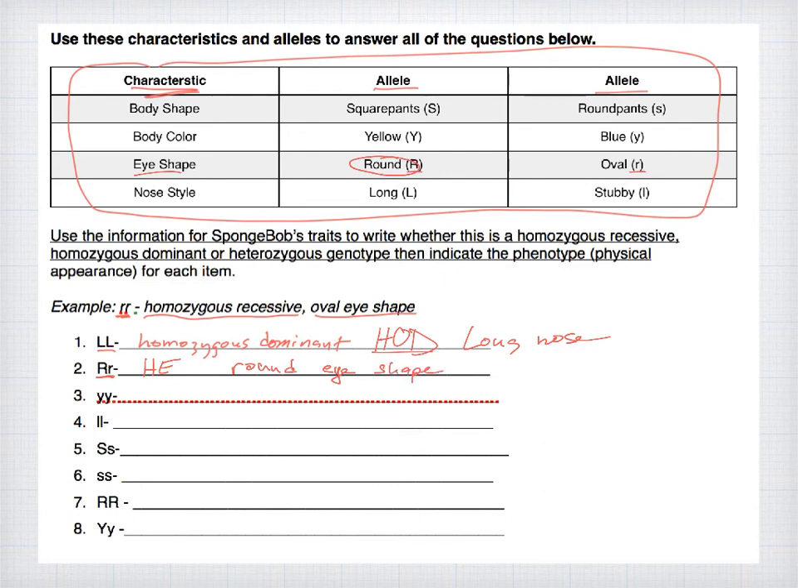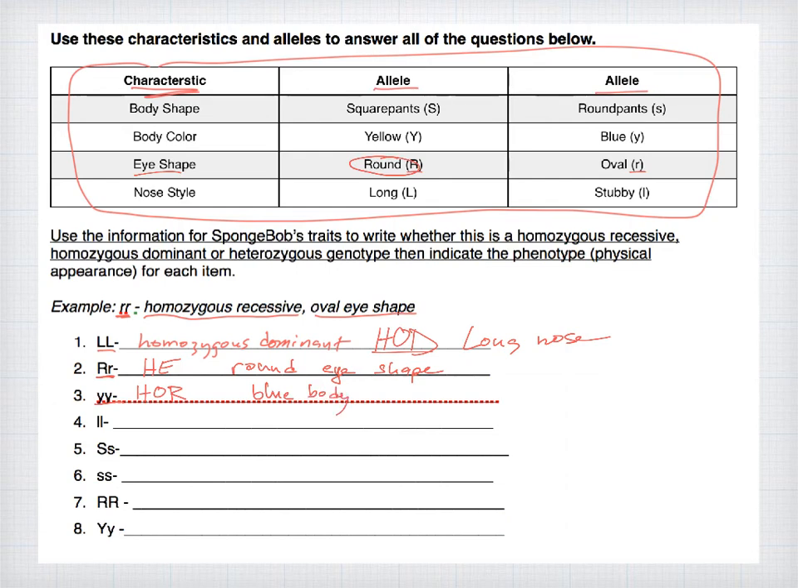Next, we have lowercase y. So this is going to be homozygous recessive, or HOR. Y deals with the body color. Uppercase Y is yellow, lowercase y is blue. So since this is homozygous recessive, this SpongeBob is going to have a blue body.